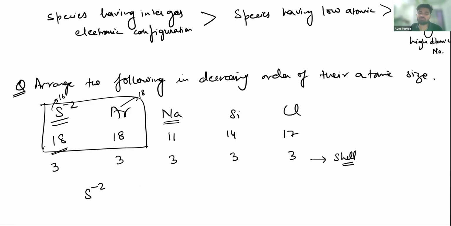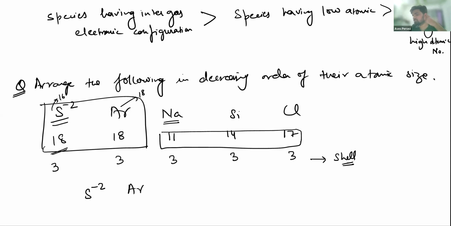Because van der Waals radius is being calculated, we have argon. Then after argon, we have the remaining 3. As we move from left to right, the size of the atom decreases. So you can calculate it: then we have sodium, then silicon, then chlorine. Got it?